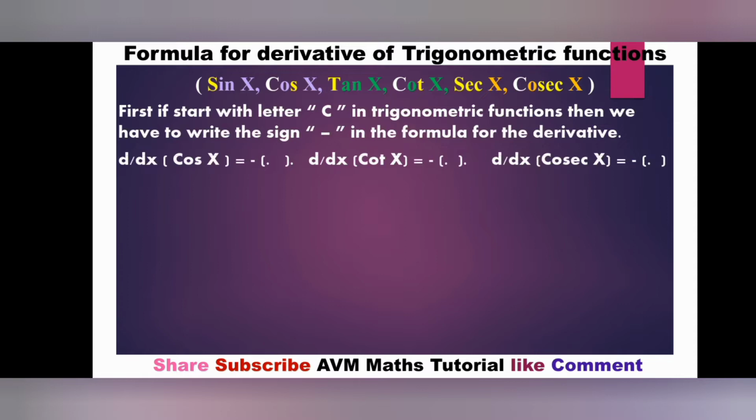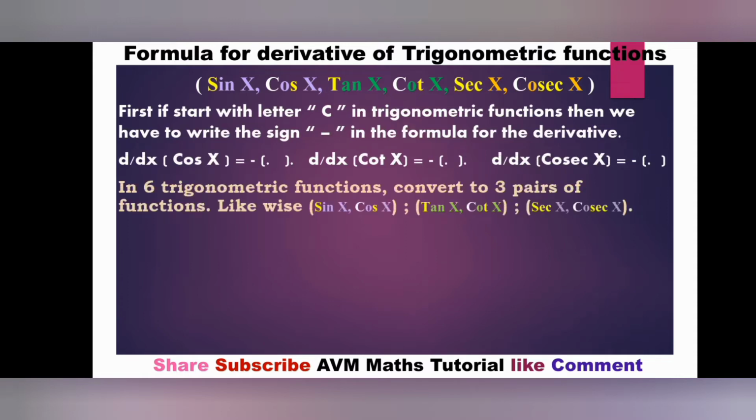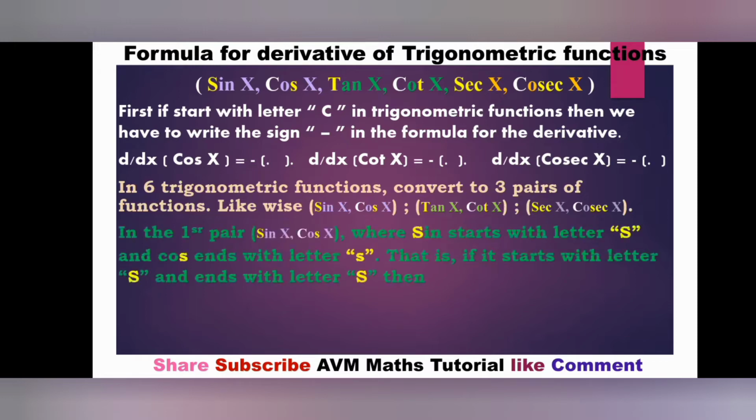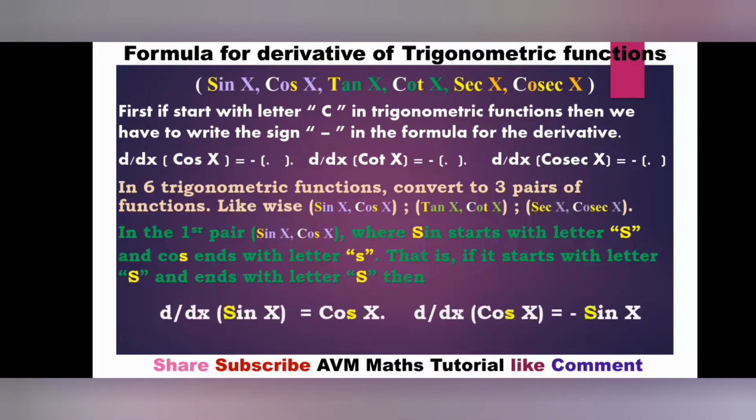Next trick. The 6 trigonometric functions convert to 3 pairs of functions. Likewise, sin, cos, tan, cot, secant and cosecant. First pair sin, cos, where sin starts with the letter S and cos ends with the letter S. That is, if it starts with the letter S and ends with the letter S, then d by dx of sin x equals cos x and d by dx of cos x equals minus sin x.